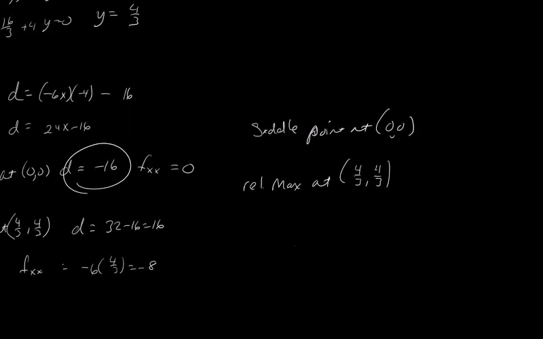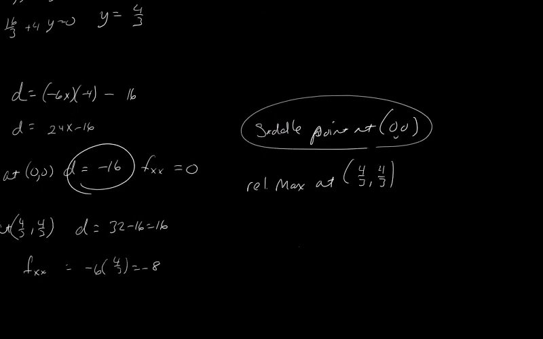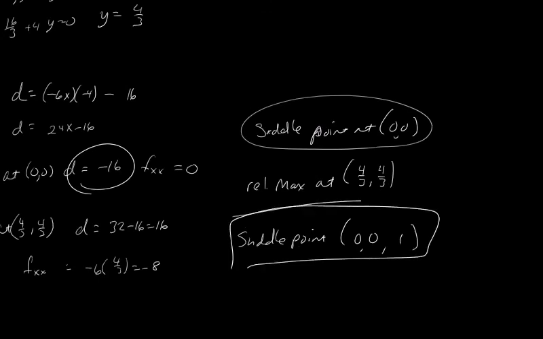It just dawned on me, I didn't finish the saddle point. The saddle point is at (0, 0), and then we plug the zeros into our original function, and what we come out with is just 1, because everything else will zero out. So our saddle point is here, and we have a relative maximum here.